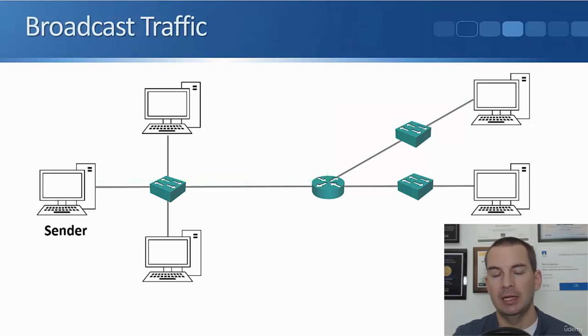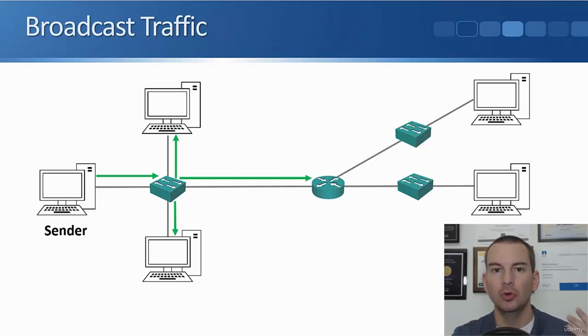The next traffic type is broadcast traffic. So with broadcast traffic, the sender sends one copy of the traffic that will come into the switch, and then it gets flooded out to all other hosts on that particular part of the network. So you see here, it goes to all of the different PCs that are attached to the switch. There's only one copy of the traffic that gets sent everywhere.